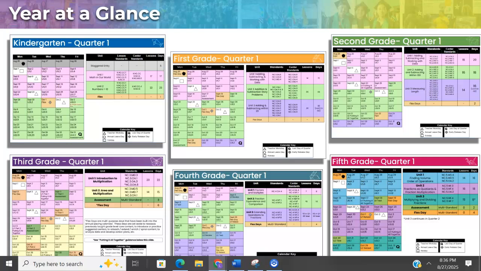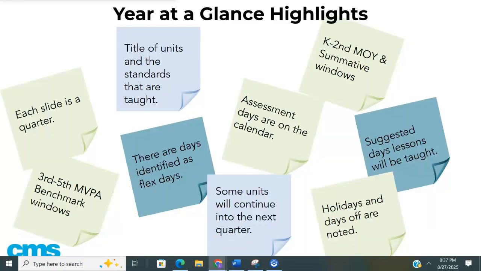Welcome back. Each grade level has a year at a glance that maps out each unit and lesson as a suggested pacing to be sure you cover the grade level content throughout the year. It is recommended that you stay within 5 to 10 days of the year at a glance so that all content can be taught within the scope of the year. Let's highlight some of the things you can find on the year at a glance.